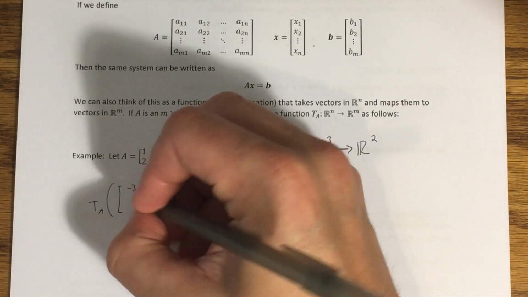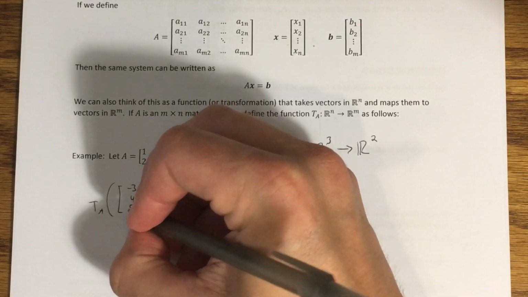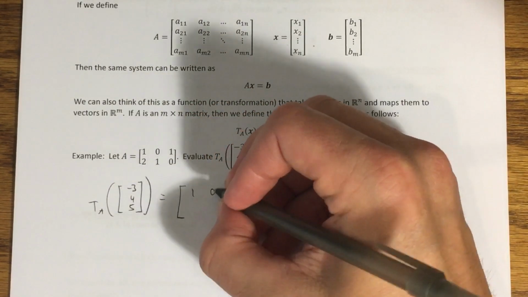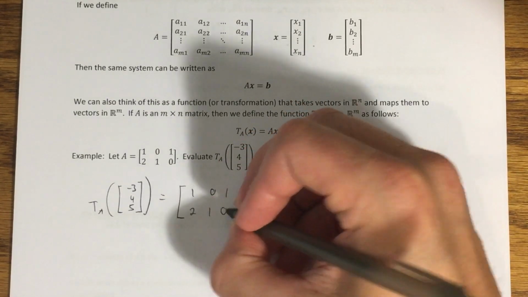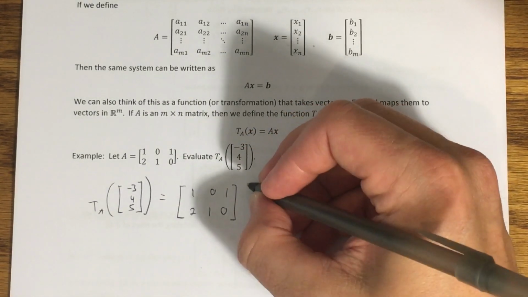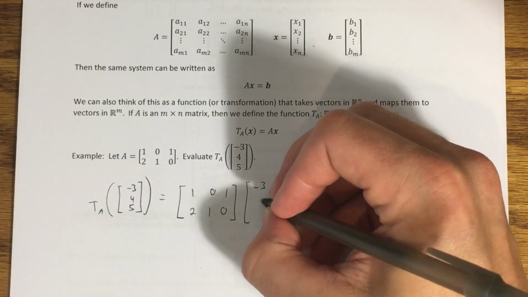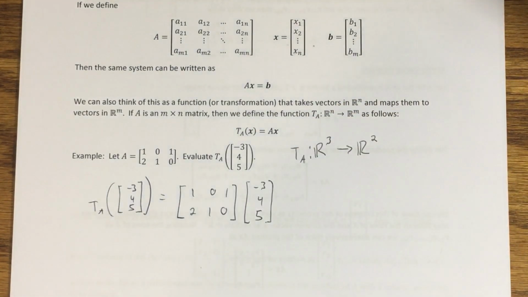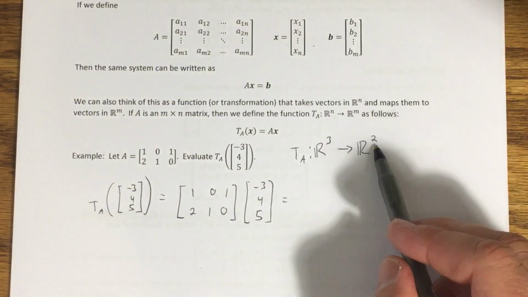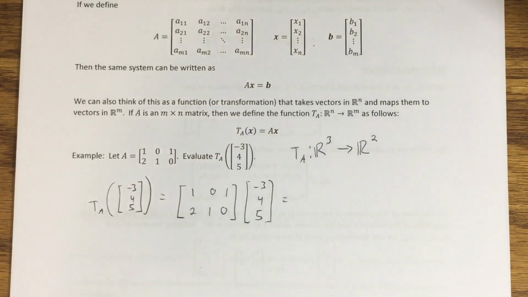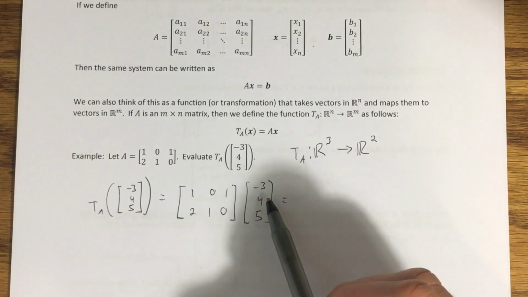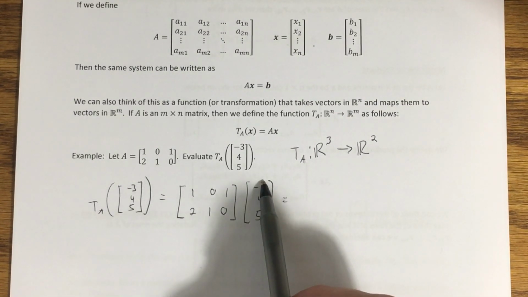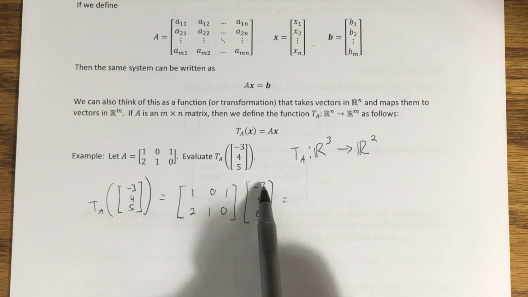So what is T_A of -3, 4, 5? Well, by definition, it's the matrix A, 1, 0, 1, 2, 1, 0, times the column vector, -3, 4, 5. Okay? The result should be a 2 by 1 column vector. It should belong to R2. And I get that by taking the dot product of this row with this column, and then the dot product of the other row with that column.